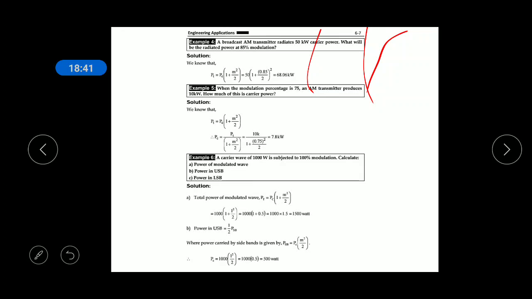So these are simple problems on total power in AM. The basic formula is total power equals Pc into 1 plus m square by 2. In the fourth problem, when carrier is 50 kilowatt and m equals 85%, the total power is 68.06.